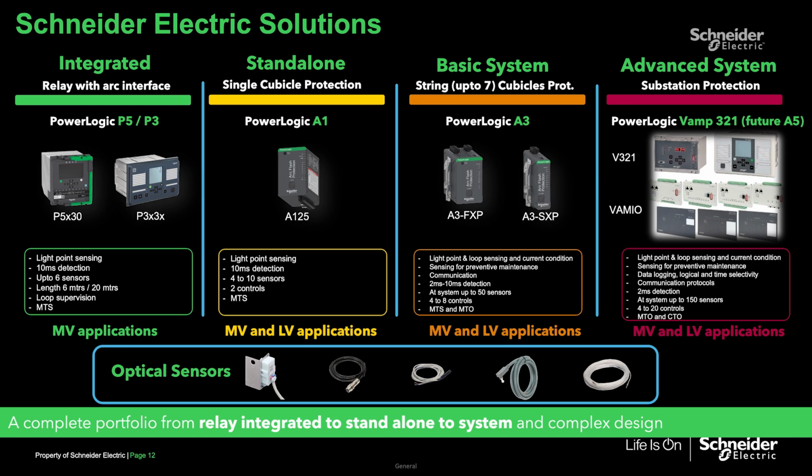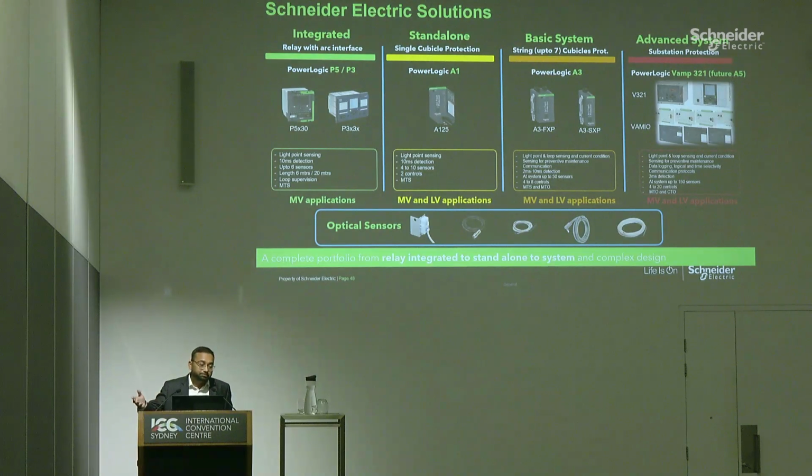And last but not the least, which is the heaviest, we have an advanced solution of arc flash, which is WAM 321. In a few months, it will be rebranded as the A5 series. Then we'll have an A1, A3, or A5 series, increasing complexity, increasing performance, increasing price as well. So WAM 321 or a future A5 can cater up to 150 sensors. So any big LV configuration, multiple incomer, multiple bus coupler configuration, things can be settled from an advanced system.